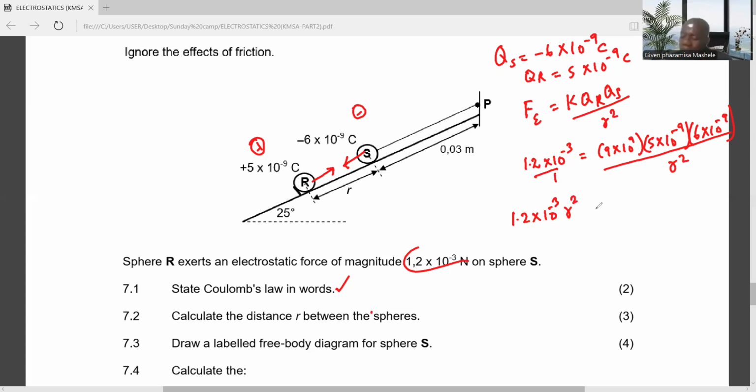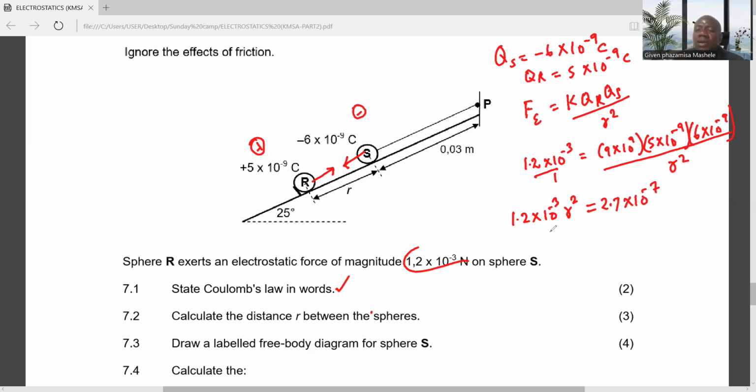Then we can multiply this other one: 9 times 10 to the power of 9, multiplied by 5 times 10 to the power of minus 9, multiplied by 6 times 10 to the power of minus 9. So this will give us a value of 2.7 times 10 to the power of minus 7.